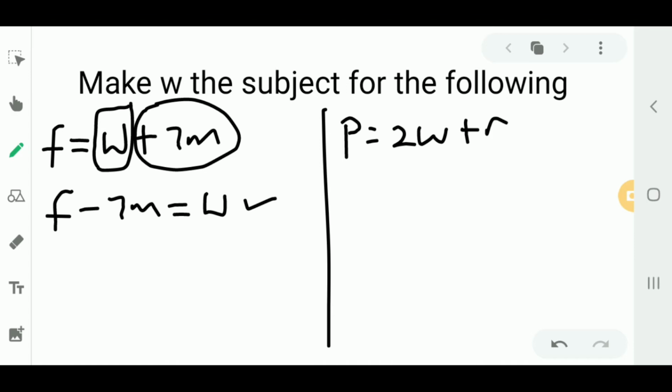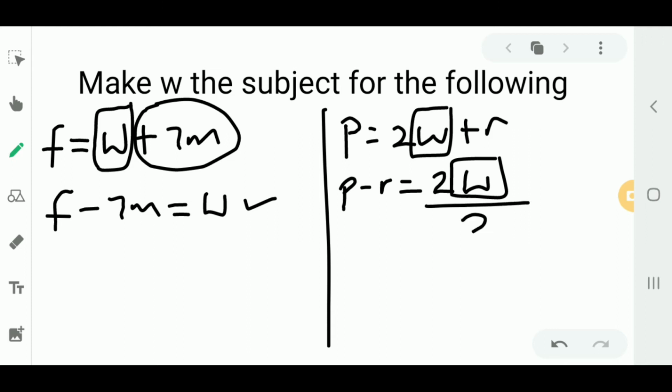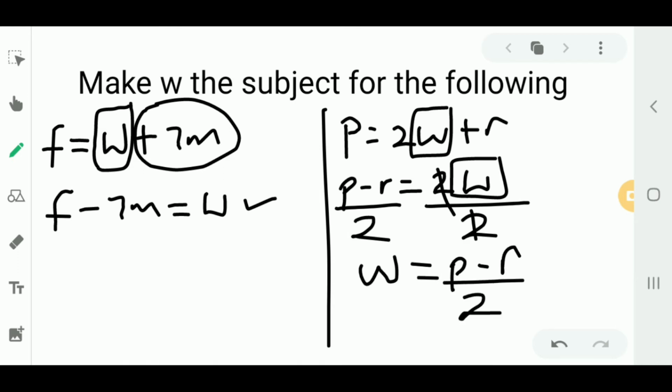So here, we want to make W the subject again. W is right here, so we look to see what is there. So we have addition, so that means we're subtracting R on both sides. So we have P minus R is equal to 2W. We're going to be dividing by 2 because we're multiplying. So if we're dividing by 2 here, we're dividing by 2 on both sides. So W is equal to P minus R over 2.